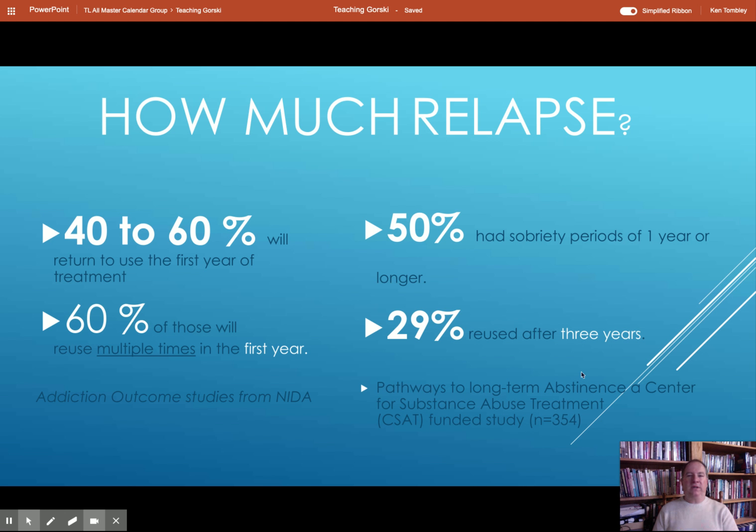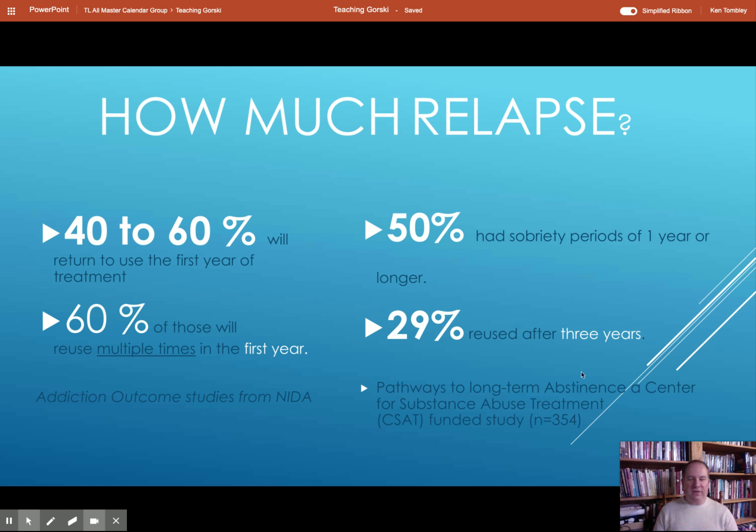What's also interesting is that this study done by the Center for Substance Abuse Treatment did a long-term study on abstinence, and they discovered that 50% had sobriety periods of 1 year or longer, and 30% or 29% returned to use after 3 years of sobriety. So 50% of them could go a year with sobriety and then have a reuse. 30% could go 3 years without reuse and then have a relapse. So relapse is part of recovery.